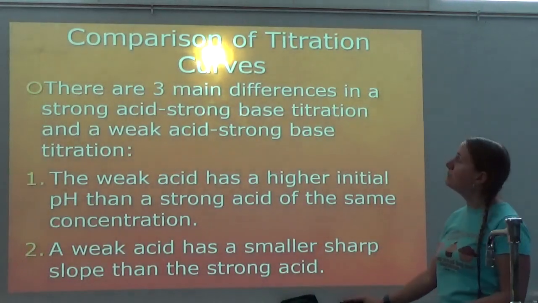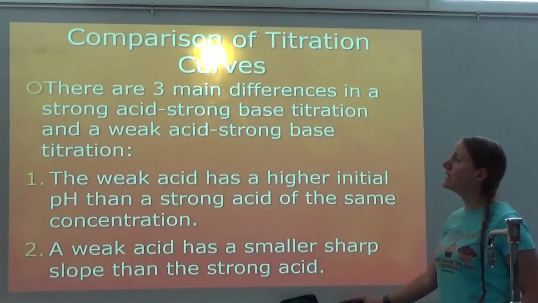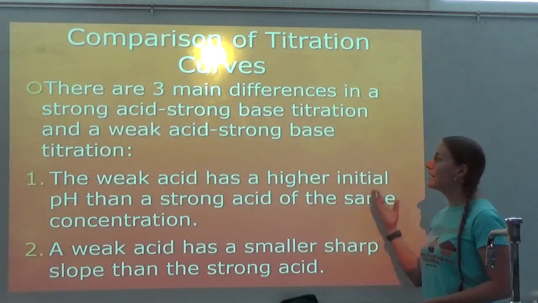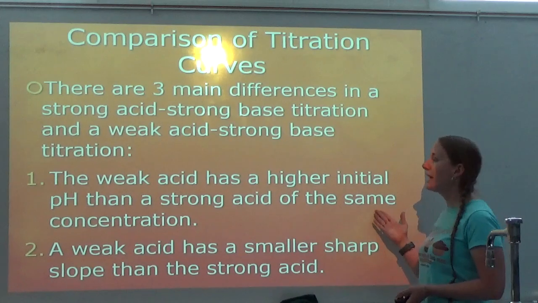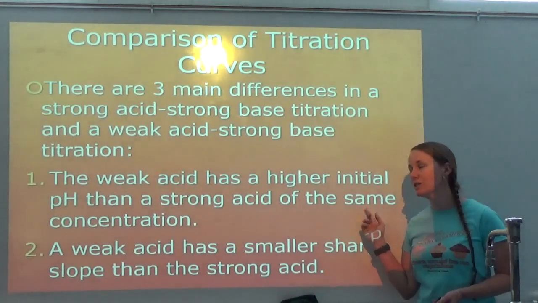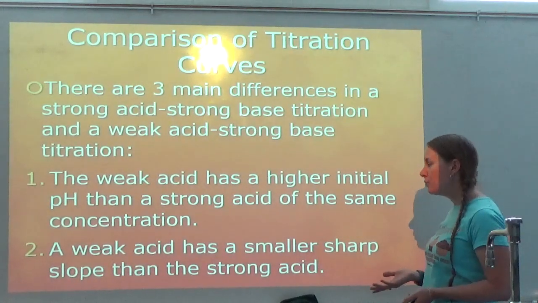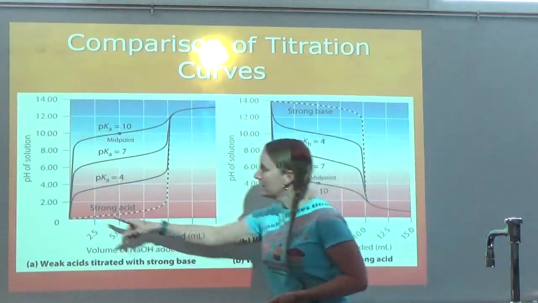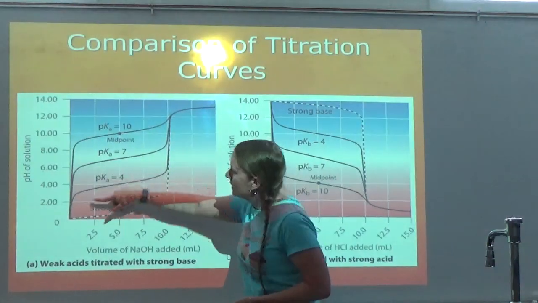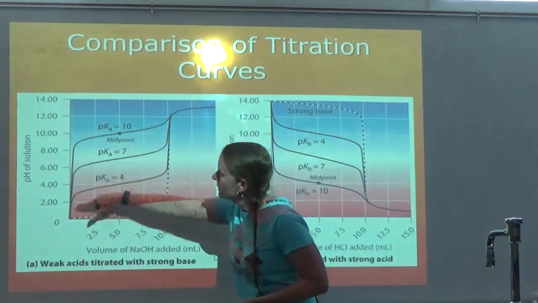So there are 3 main differences in a strong acid, strong base titration and a weak acid, strong base titration. The weak acid has a higher initial pH than the strong acid as long as the concentration is the same. A weak acid has a smaller, sharp slope than a strong acid. What that's talking about is this thing happening here. Okay, see how it's not as perfect?